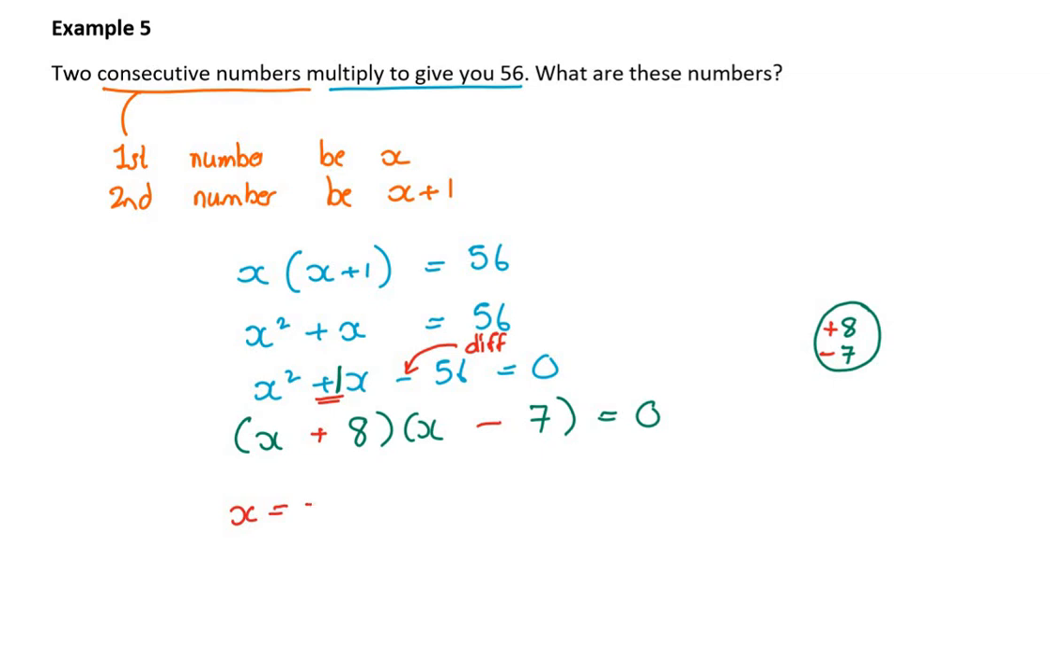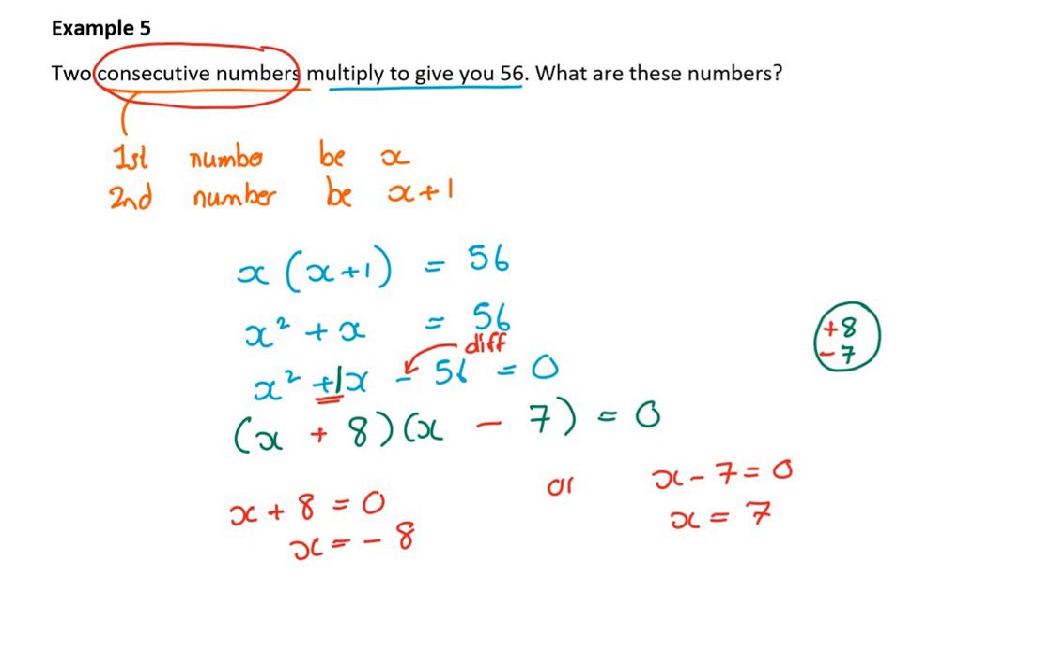Let me say either x plus 8 must equal 0, or x minus 7 must be 0. So either x is equal to negative 8 or x is equal to 7. Now again, two consecutive numbers multiplied together to give you 56. Are these both acceptable? If x was equal to negative 8, then the numbers would be negative 8 and the next consecutive number would be negative 7. Would those multiply together to give you 56? Well, they would. So actually a negative here isn't a problem.